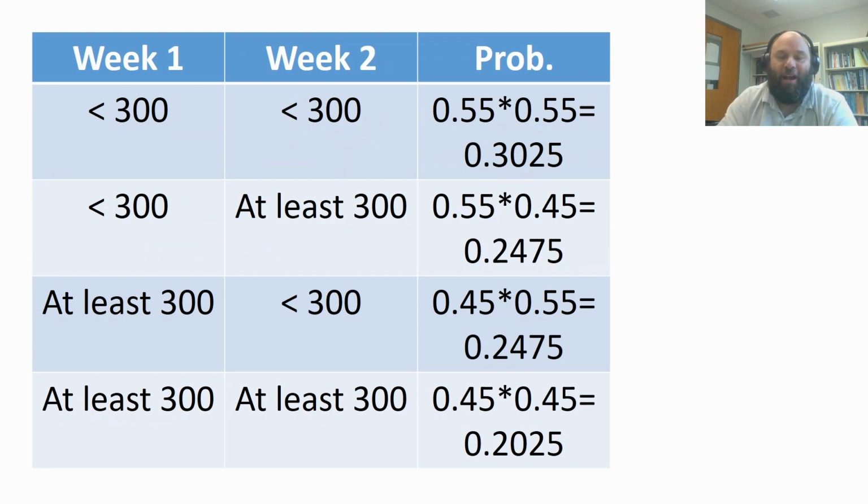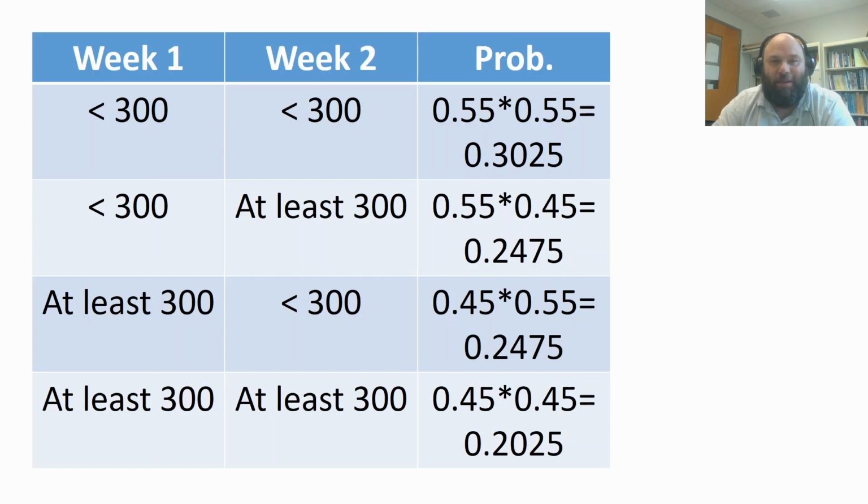Well, let's make 2 trials. So we'll look at 2 different weeks. So there are 4 possibilities here. The first possibility is that we have less than 300 customers in both weeks. The next possibility, less than 300 in 1 week, at least 300 in the second week. Vice versa for the third possibility, and for the last possibility, we have at least 300 for both weeks. So how do we get these probabilities?